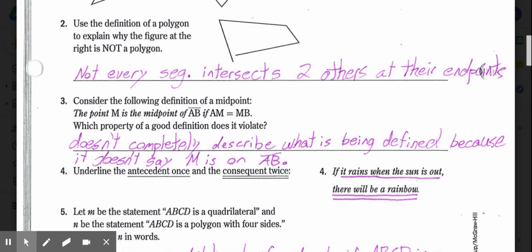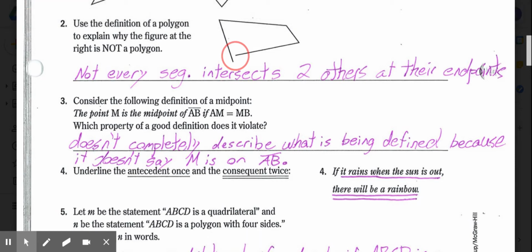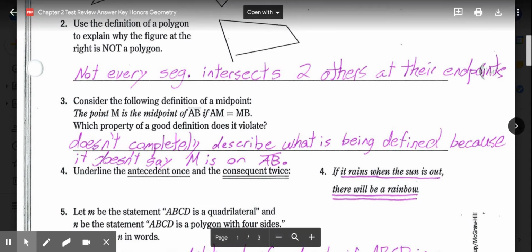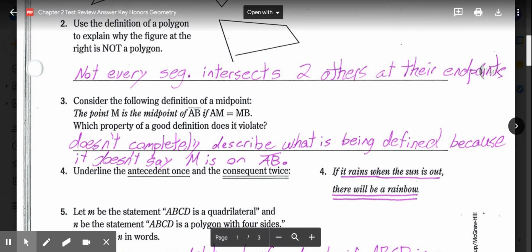In 2, it says, use the definition of a polygon to explain why the figure at the right is not a polygon. And the problem here is we see this gap. So how do we explain that using the definition of a polygon? The issue is that not every segment is intersecting 2 other segments at their endpoints.